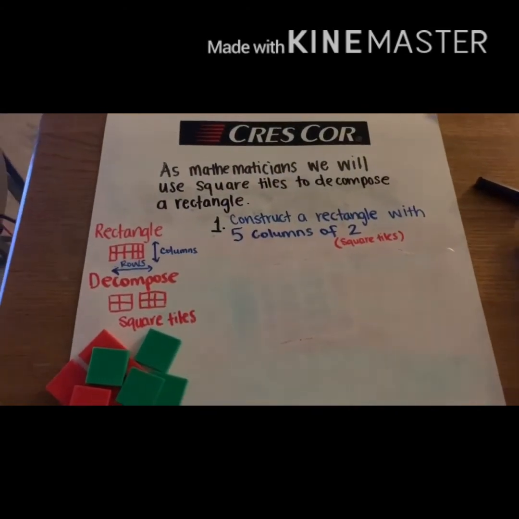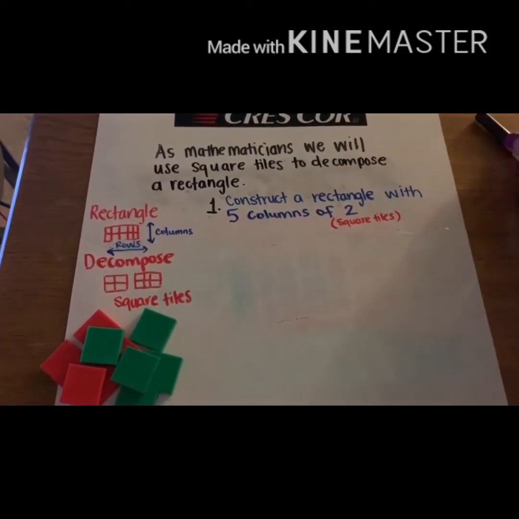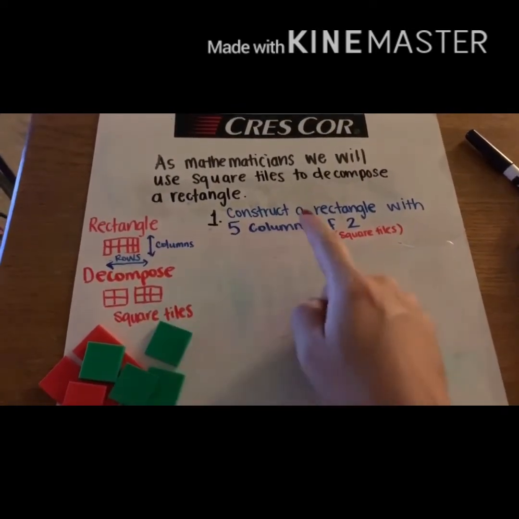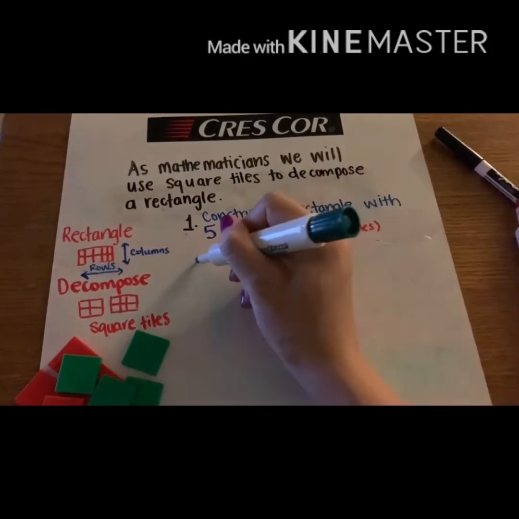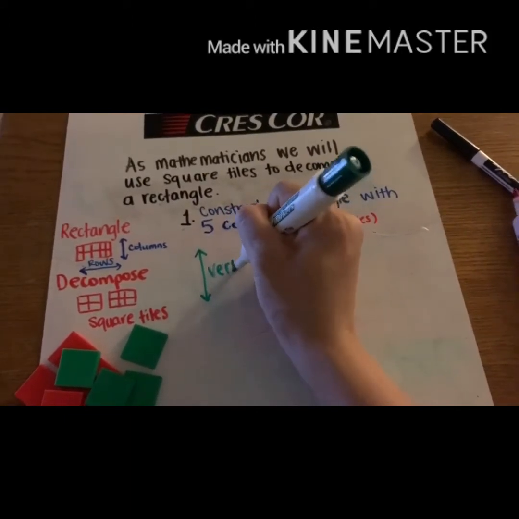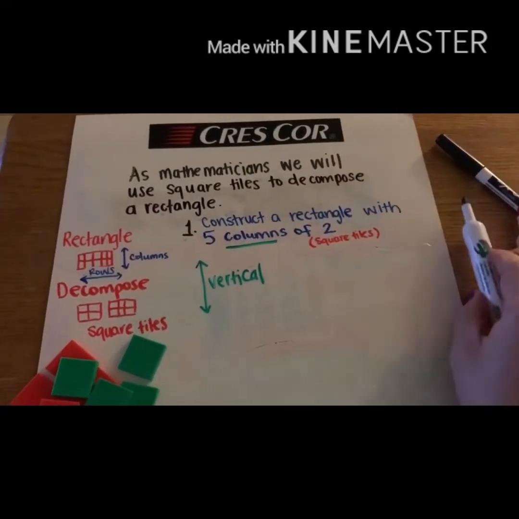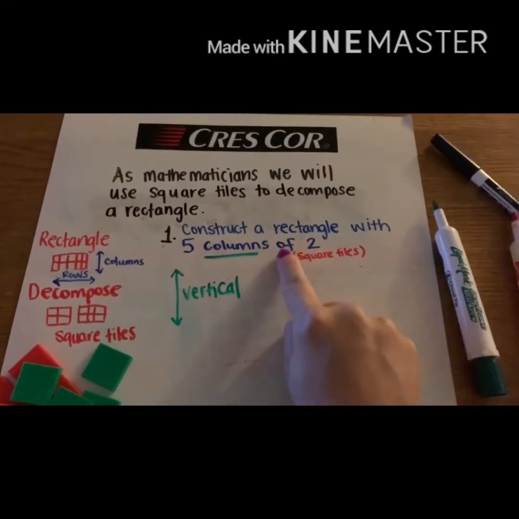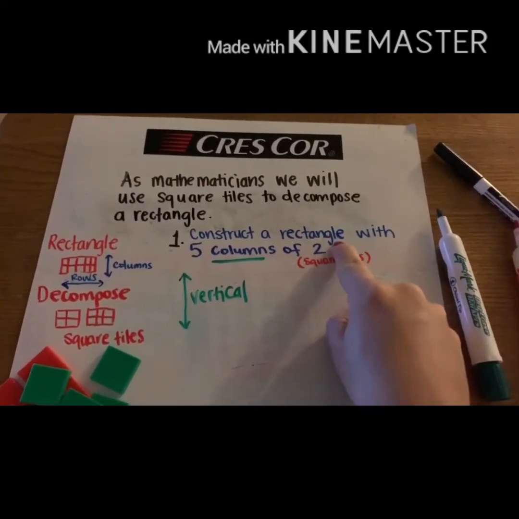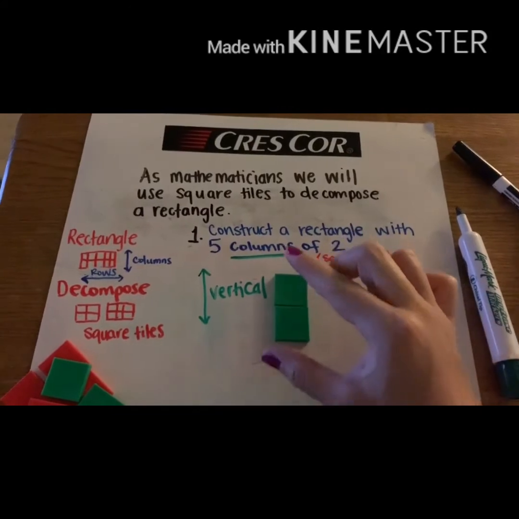We're going to make a rectangle, and remember, a rectangle is an array. It has the columns and the rows. So it says 5 columns of 2. So I know columns go up and down, right? They are vertical. Columns are vertical. So we're gonna make 5, and each one it says of 2. So that means the square tiles that we have in the column, there's 2 of them. So here we go, we have 2. So that's 1 column.